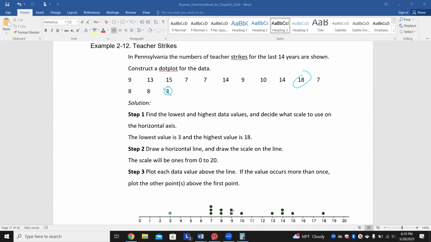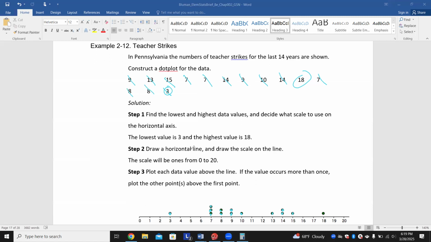They have a 9. Cross it out. They have a 13. Cross it out, a 15. Cross it out, 7. Another 7. So we'll stack it on top, 14. Another 9. So again, stacking, 10. 14, again, stacking. Another 7. So again, stacking that one. And then 2 8s, again, stacking them right on top of each other.